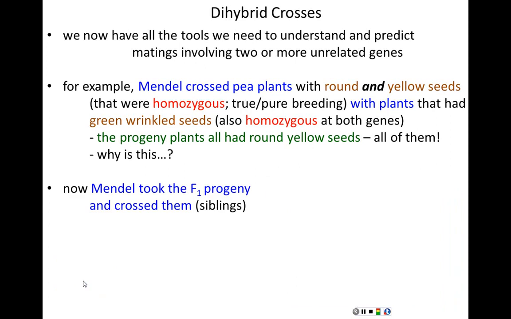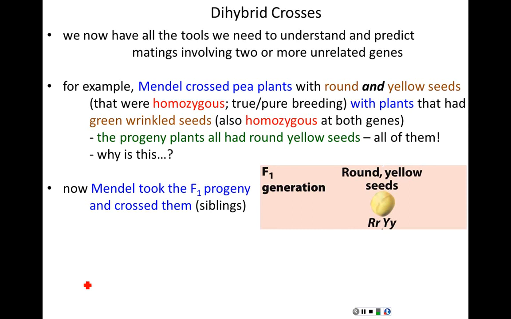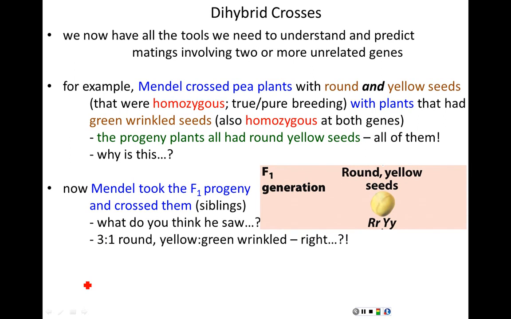But now Mendel took those F1 progeny and he crossed them. He selfed them. So now we're looking at a heterozygotic by heterozygotic cross. And what do you think he saw? Well, your first instinct might be the 3-to-1 ratio.